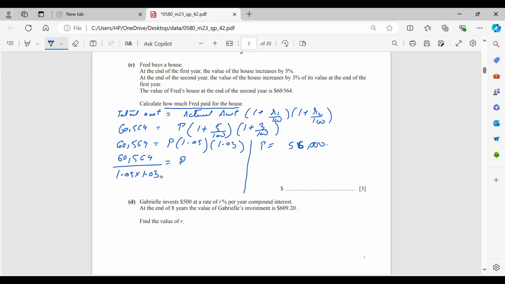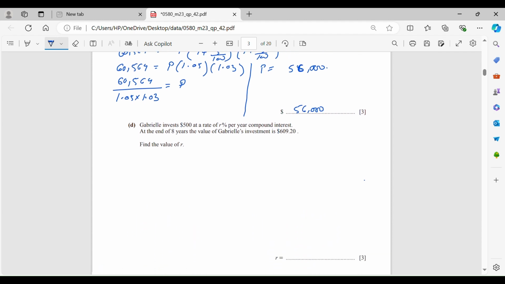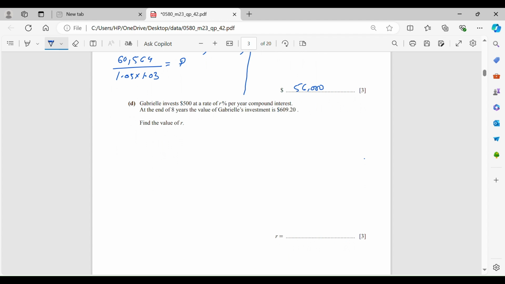So our answer is $56,000, right? Next is D part. Gabriel invests $500 at the rate of 5% per year compound interest. So it is a compound interest question. At the end of the 8th year, the value of Gabriel's investment is this. Calculate the value of R. So that is the rate of interest we need to find.